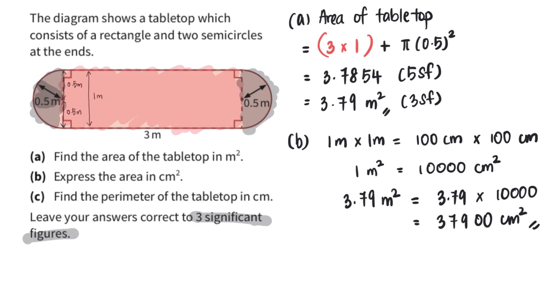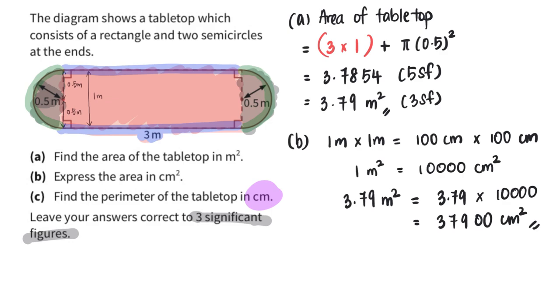Find the perimeter of the tabletop in cm. Okay, so this is something that we need to take note of later. So for perimeter, we have 3 meter here, use blue color, and 3 meter on top. We also have half a circle here and half a circle here, which means we just need to find one full circle and 3 meter.